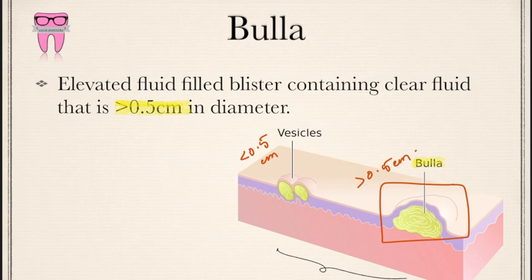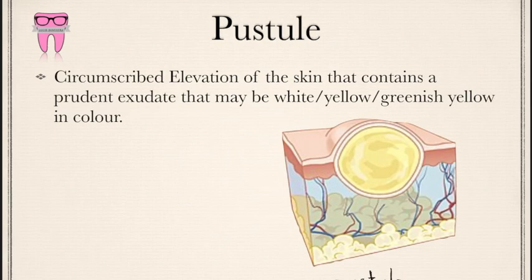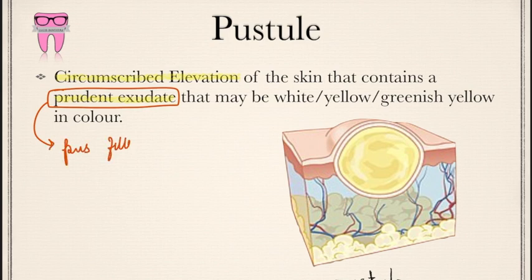Now coming to the next lesion under this category of the lesions above the level of the mucosa, we have pustule. A pustule is a circumscribed elevation of the skin, either within the epidermis or in the dermis, that contains a purulent exudate. What do you understand by the term purulent exudate? Purulent exudate means pus-filled or infectious exudate.